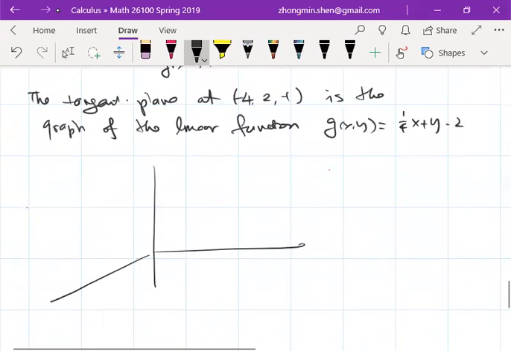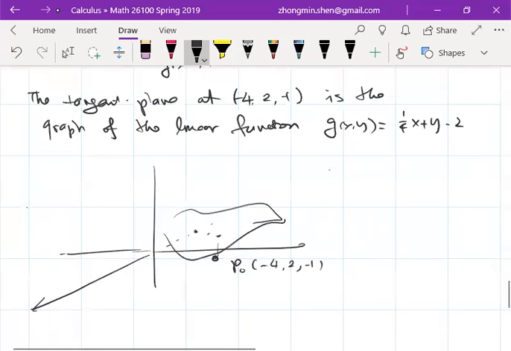Let's draw the graph. Where is the negative 4? Negative 4 is here, and the 2 is on this side. Negative 1 is, so this is a point. You go down by 1. So this is the point P, negative 4, 2, negative 1. It is harder to draw the graph, so I just sketch the graph like that.